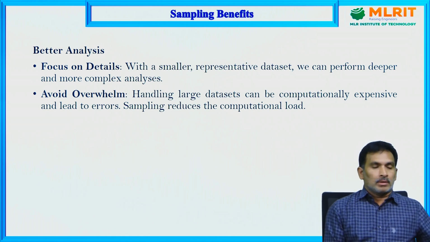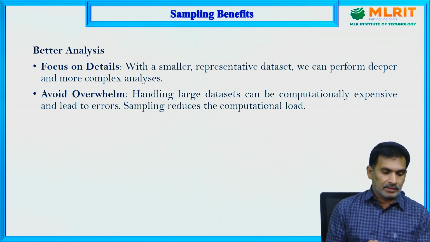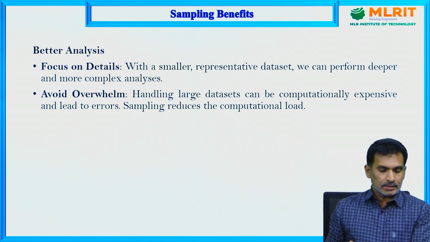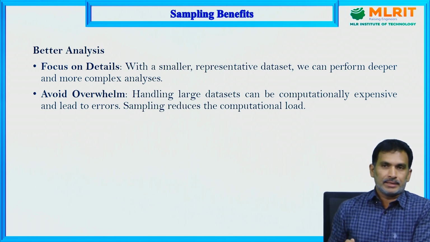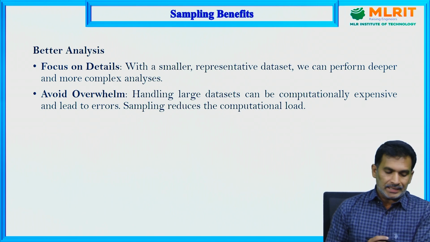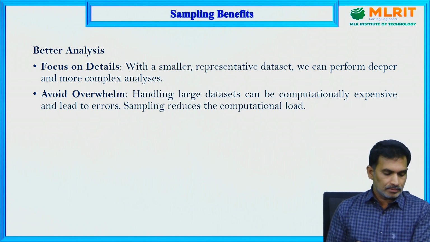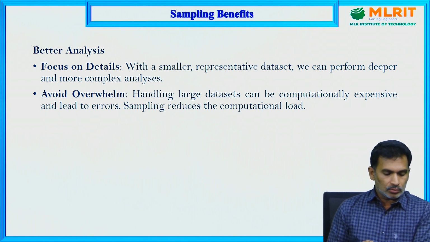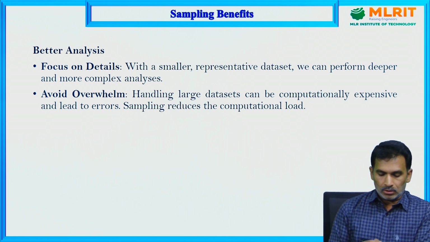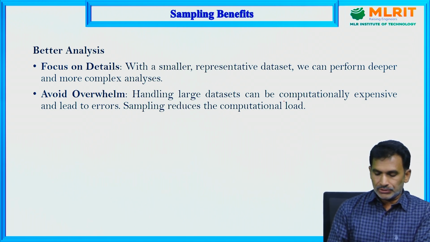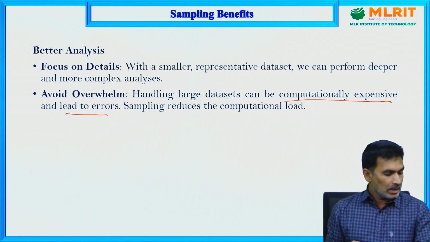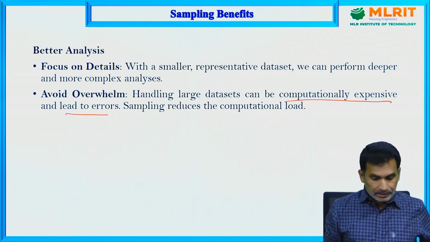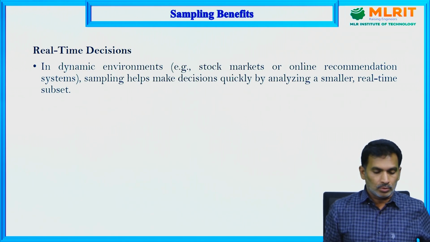Next, another benefit is better analysis. We can focus on the details mainly with a smaller representative data set, so we can perform deeper and more complex analysis. Next, we can avoid the overwhelm, that is, handling large data sets can be computationally expensive and lead to errors. So sampling would obviously reduce the computational load.